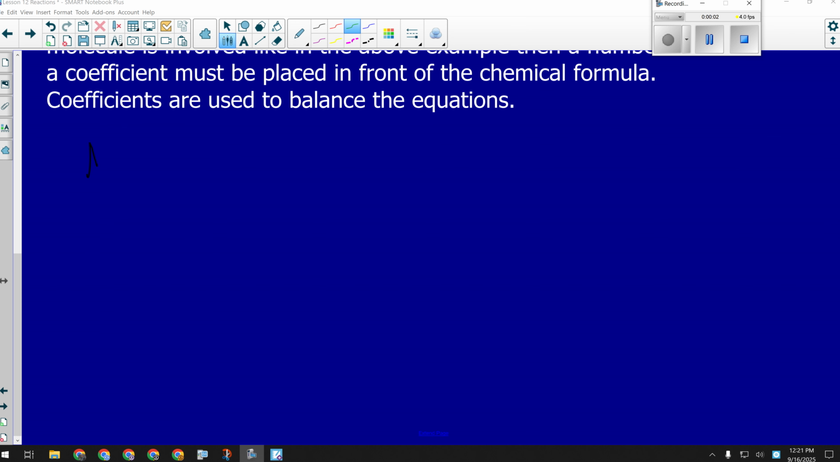Okay, let's try that now. So we got Mg3N2, and it's reacting with oxygen to produce MgO and N2. Okay? So I want you guys to see if you can balance it.